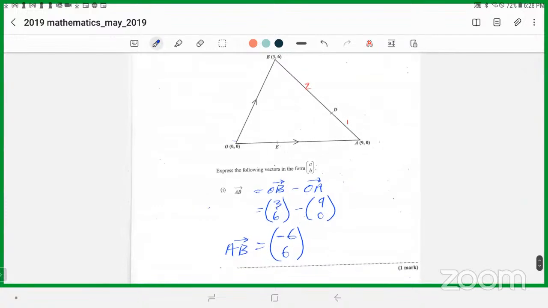Somebody tell me, we're going to go from O to D. But you know this vector, you know this vector up here, because you know AB, and this is 1/3 of it. Talk to me. We're going to go from O to D. Somebody tell me.